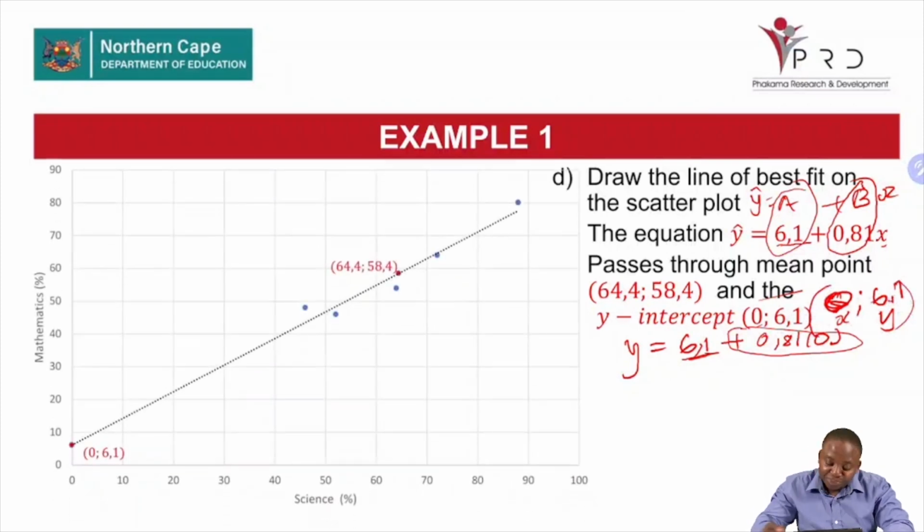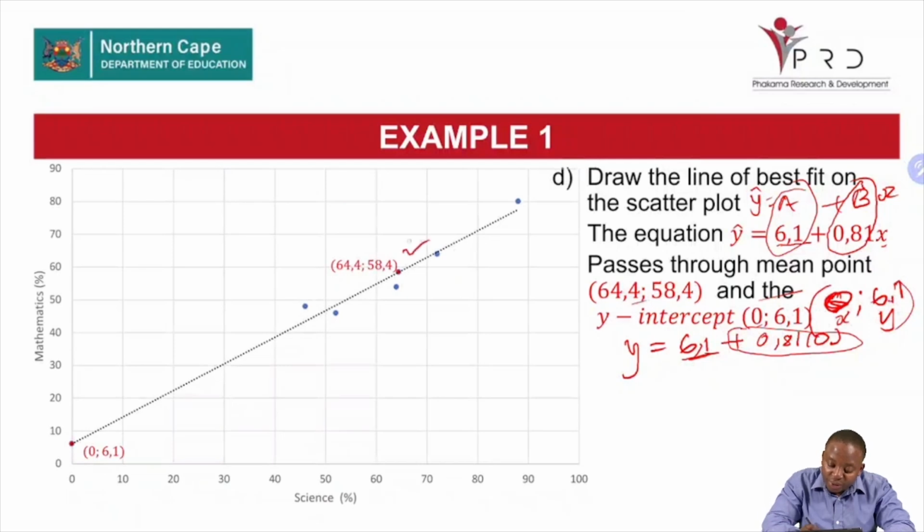Then you plot the mean point, which we did. Then you plot that one: you go to 6,1, which is 10 below there. You do that. Then you connect a straight line between the y-intercept and the mean point.